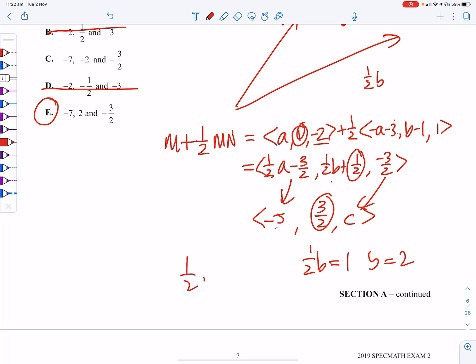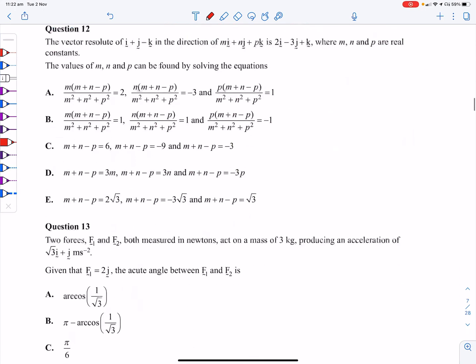I'm sure if we solve this, half A is equal to, I'm going to add that. So I'm going to get 10 plus 3, 7 on 2. They cancel, so A is negative 7. Yeah, that's correct. Okay, the vector resolute of i plus j negative k in the direction of M, N, P is equal to that.